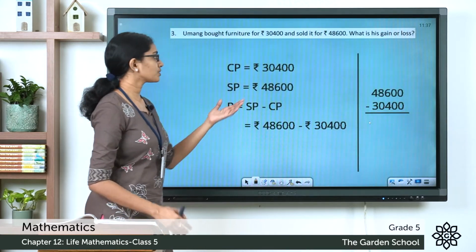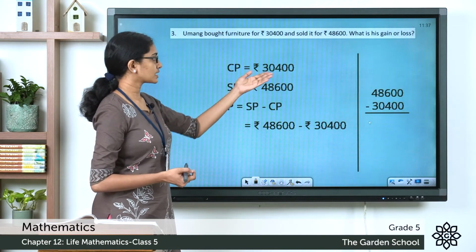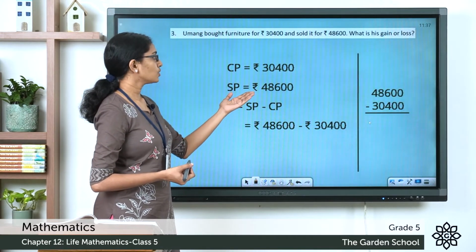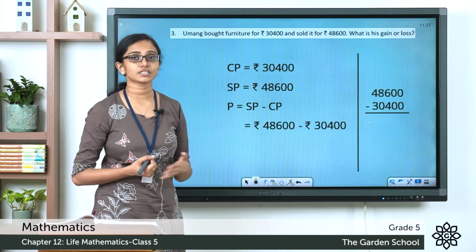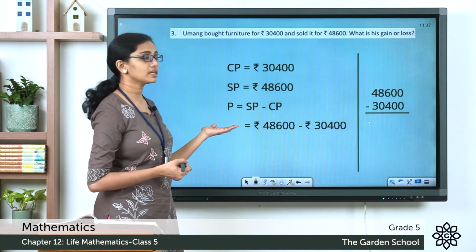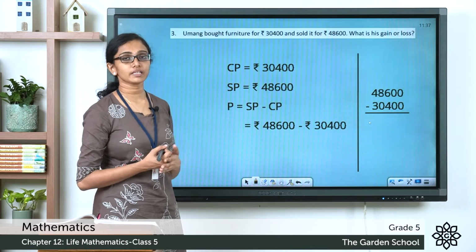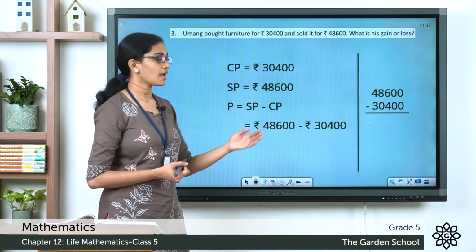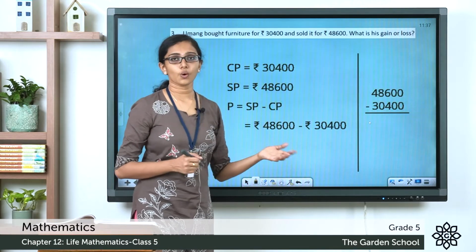Let's see. The cost price is equal to rupees 30,400. The selling price is equal to rupees 48,600, and hence the profit will be equal to selling price minus cost price. That is 48,600 rupees minus 30,400 rupees.